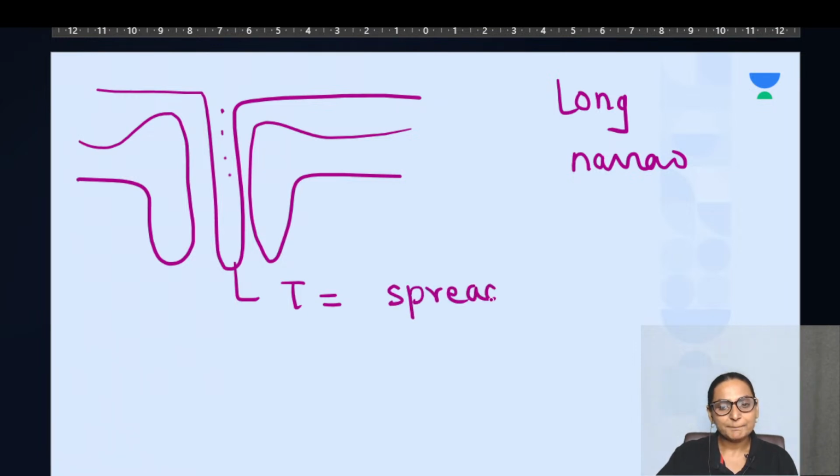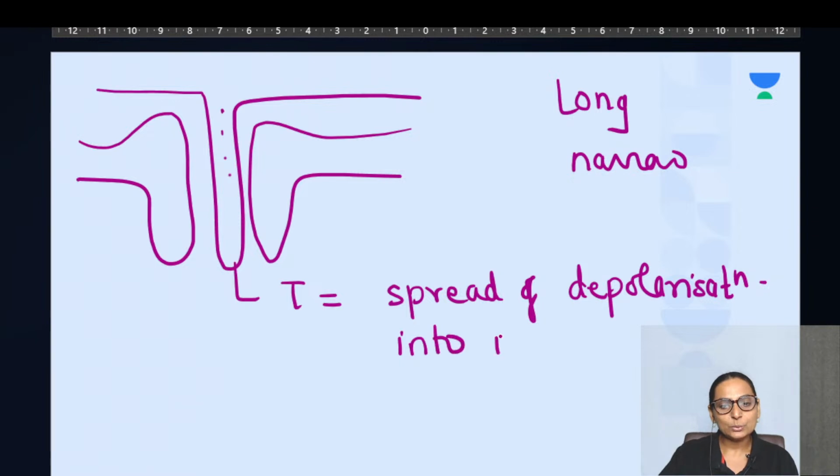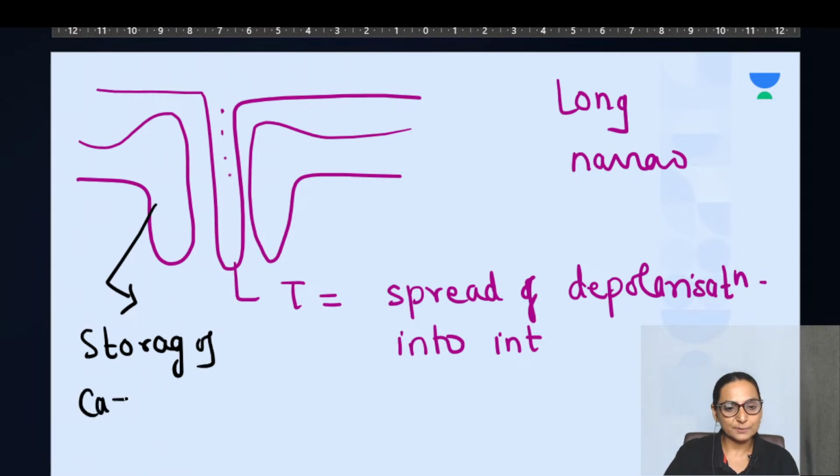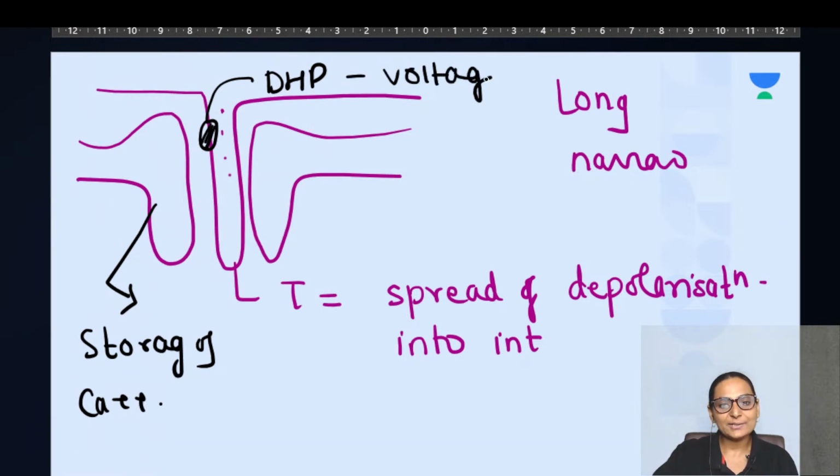The function of this T-tubule is very specific. The function is spread of depolarization into the interior of the muscle. Whereas the function of the L-tubules, or the longitudinal cisterns, is the storage of calcium. These T-tubules have got DHP receptors, dihydropyridine receptors, which are voltage sensors. Okay, they sense the voltage.